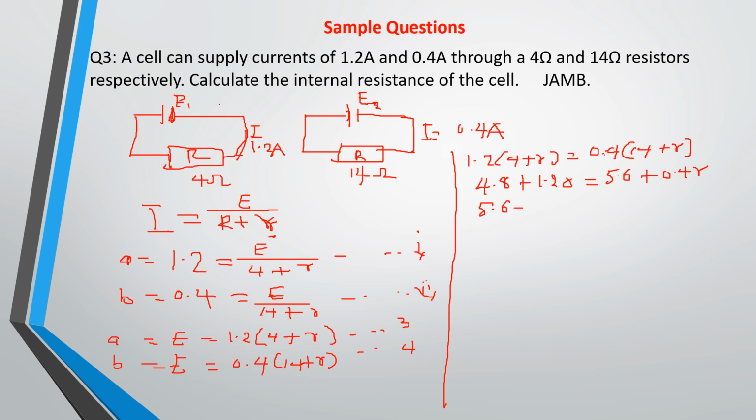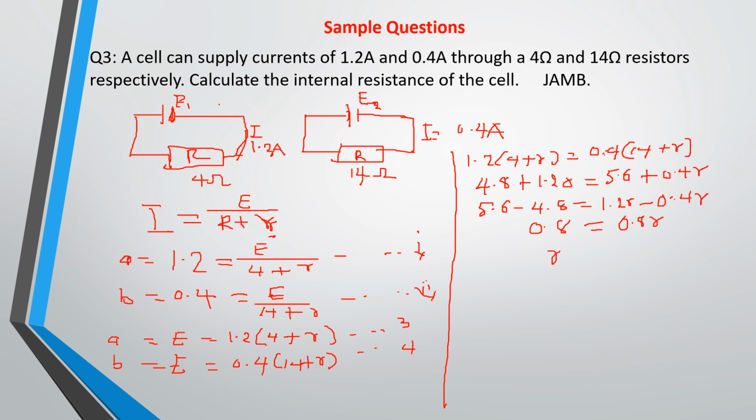5.6 minus 4.8 is equals to 1.2 R minus 0.4 R. Okay, so this gives you 0.8 equals to 0.8 R. So make R your subject of formula by dividing by 0.8 on both sides.